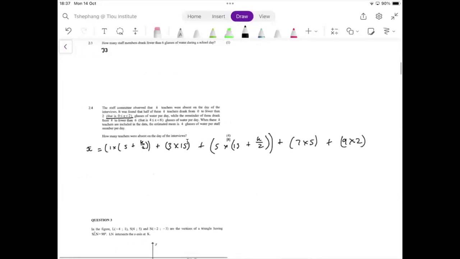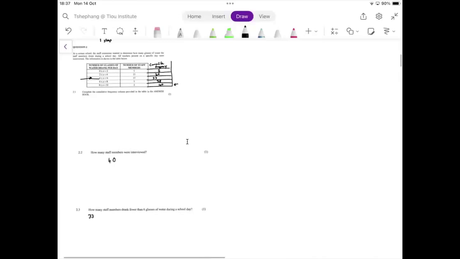Then this will all be over 40 plus k. If you are lost there, remember all we are doing is taking the midpoint of our class and multiplying it by the number of staff members.